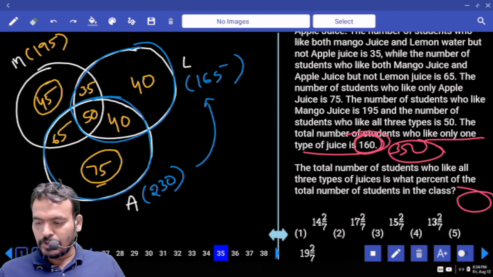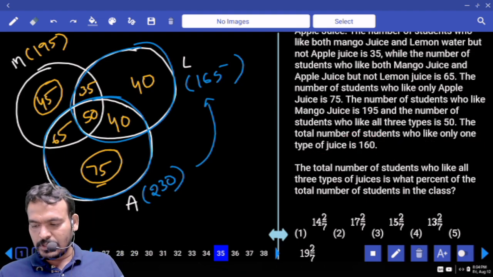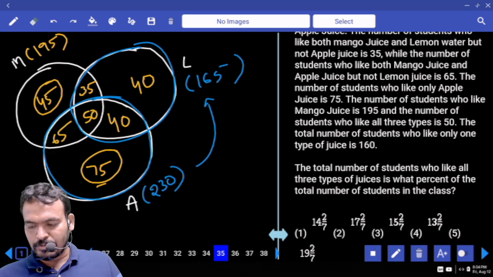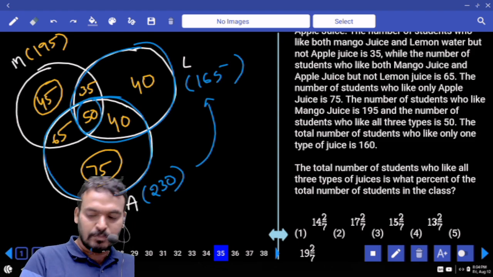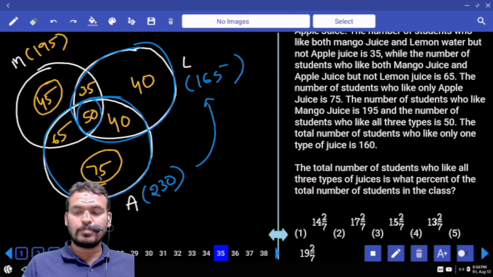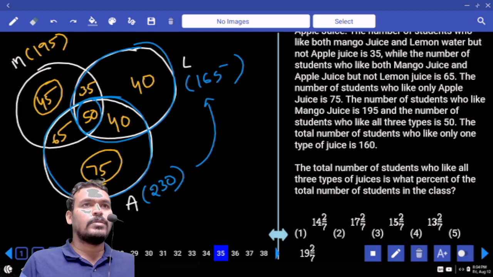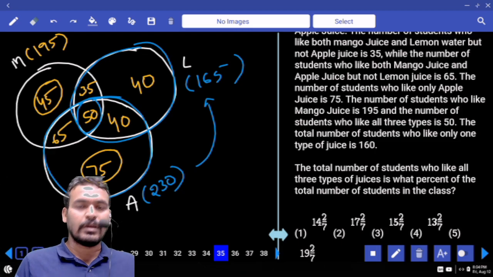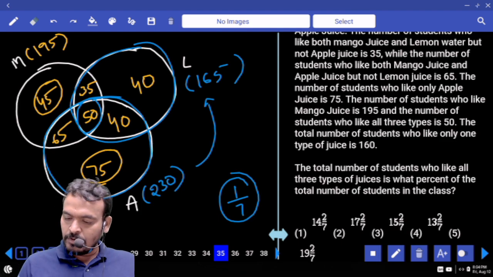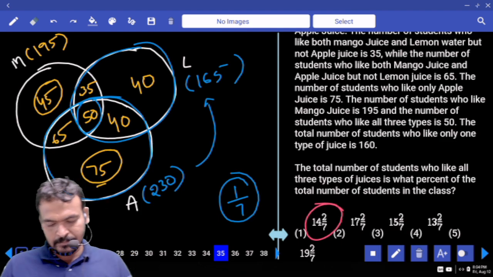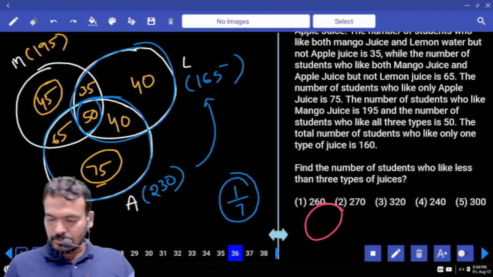Question number 35. The total number of students who like all three types of juices is what percentage of the total number of students in the class? All three types of juice, how many members? 50. What percent of total students is that? 50 by 350 means 1 by 7, and 1 by 7 means 14 2 by 7 percent.